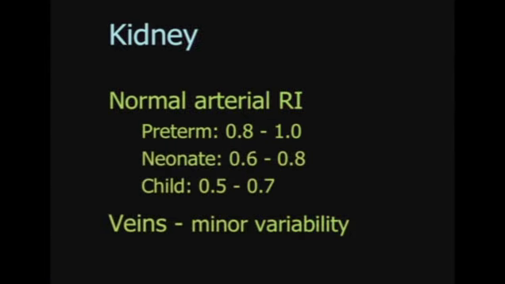When looking at Doppler evaluation of the kidney, you have to know that the normal arterial resistive index varies over time. So a preterm with a resistive index of 0.9 can be absolutely normal. Somewhere over the course of the first few months of life, the resistive index starts to drop and becomes more like that of the older child and adult. Veins, again, have minor variability.